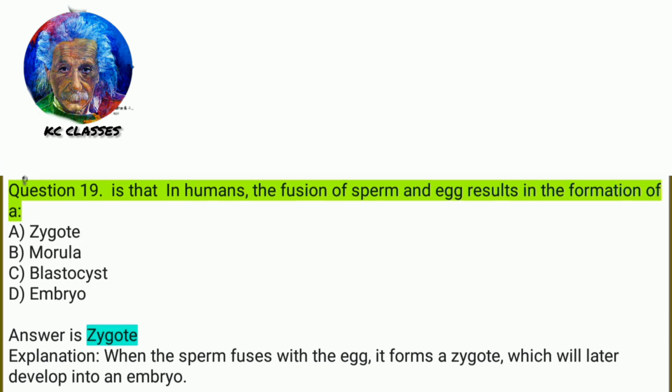Question 19: In humans, the fusion of sperm and egg results in the formation of A. Zygote. B. Morula. C. Blastocyst. D. Embryo. Answer is zygote. Explanation: when the sperm fuses with the egg, it forms a zygote, which will later develop into an embryo.